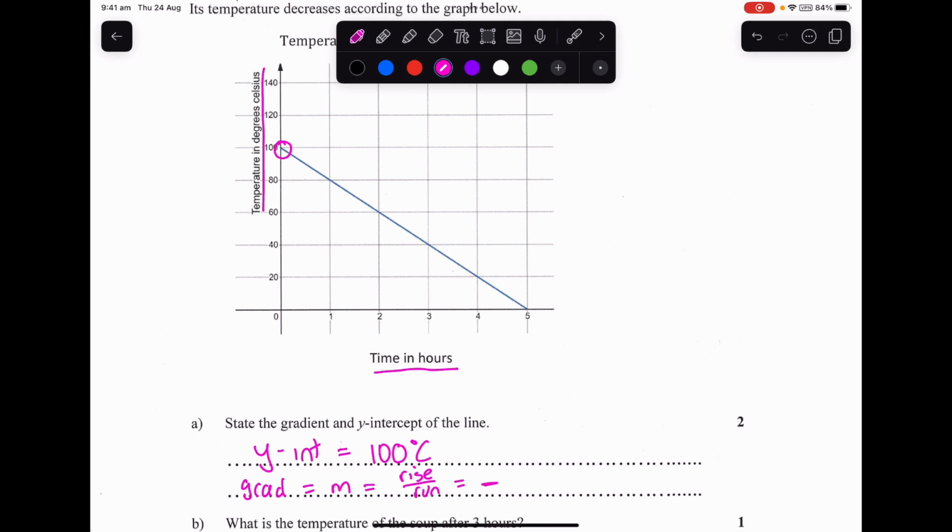Then I'm going to look for my rise over run. So here we can just use the triangle that they've given us. So you can see that we're rising from 0 to 100 and we're running from 0 to 5. So it's going to be 100 over 5. So we'll end up with negative 20 gradient.